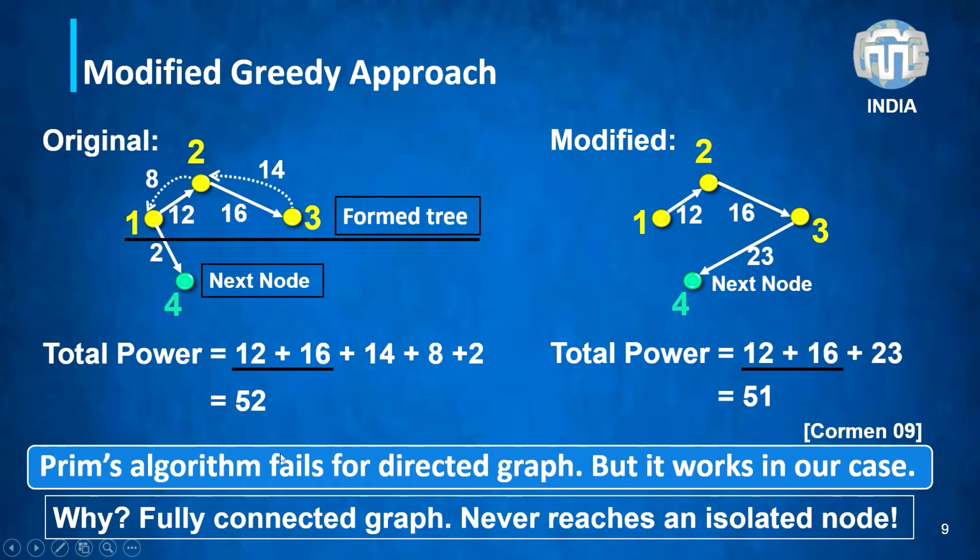Prim's algorithm originally fails for the directed graph, but it works in our case pretty well. Why? Because our graph is always fully connected in nature, and all the edges are bidirected, so it can go towards both the directions. So the algorithm never reaches an isolated node from where it does not have a way to go out to. So it will always have a way to reach out to the uncovered vertices or nodes.